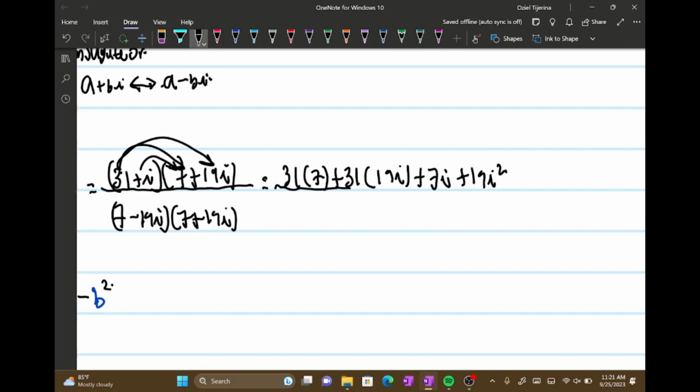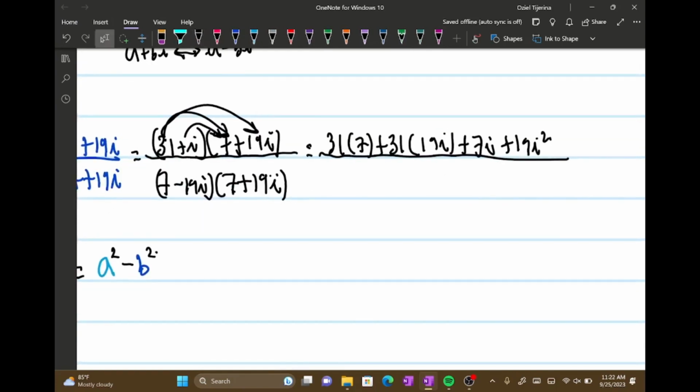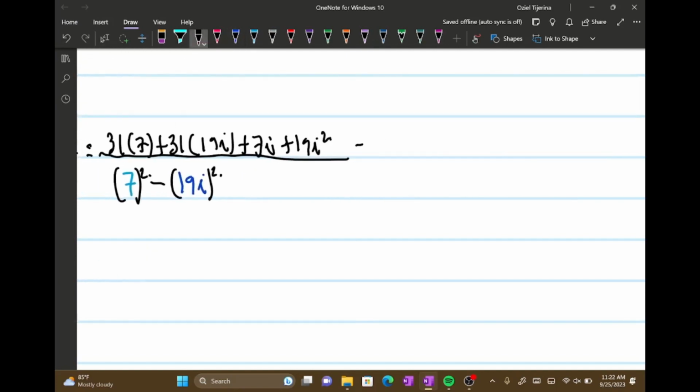And then over, and again, let me write it a little better here. And this is just going to be, so we have a 7, like I said. This is going to be sum and difference. This is 7, this is 7. So we're going to say 7 quantity squared. And then right here is the 19i. So this is going to be minus, and we're going to put 19i, and it's going to be all squared, guys.